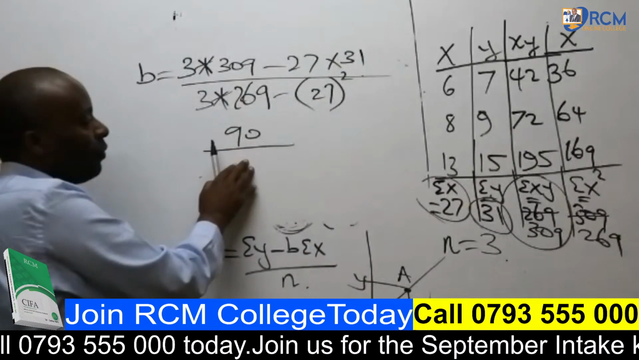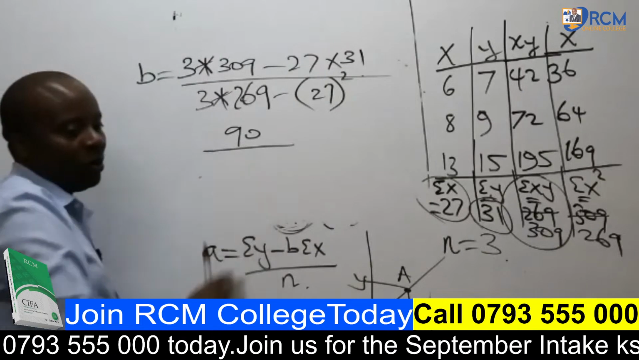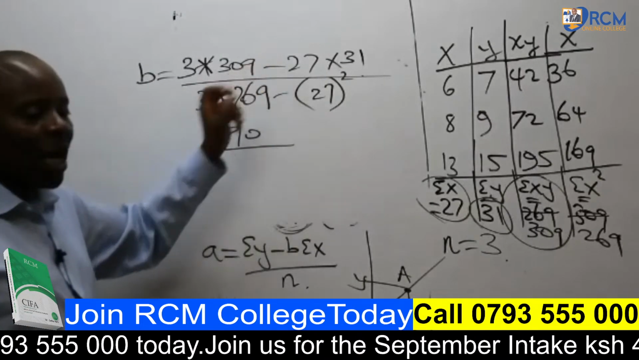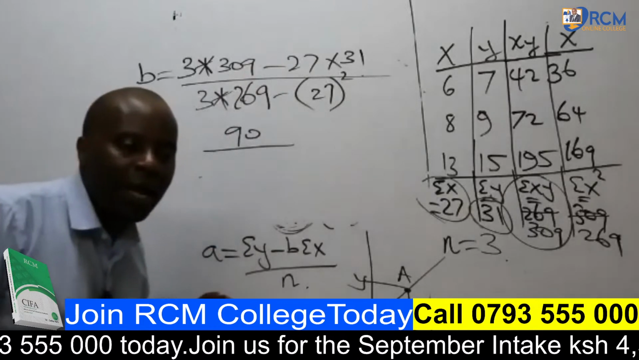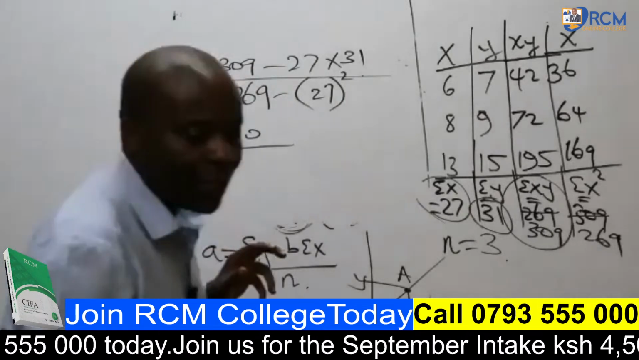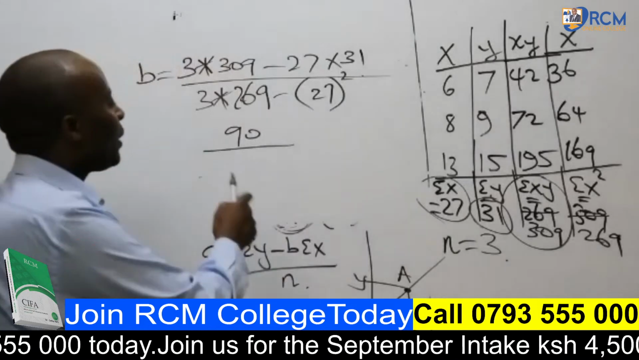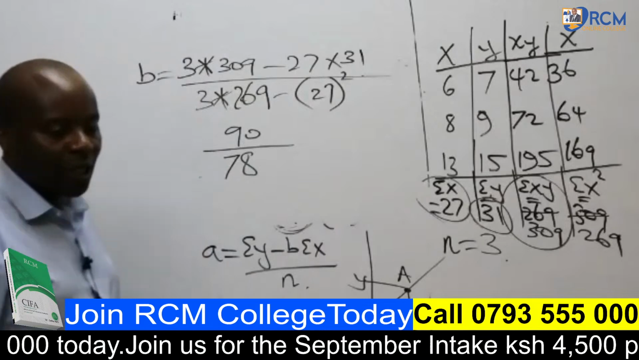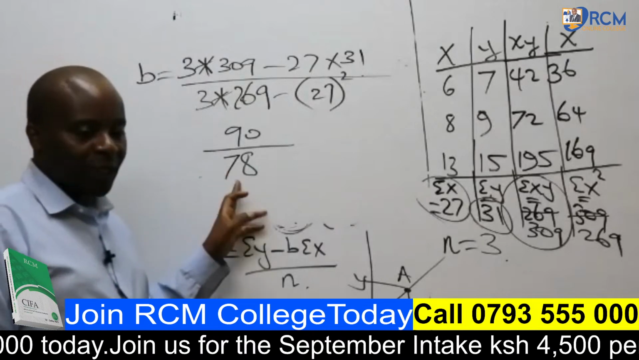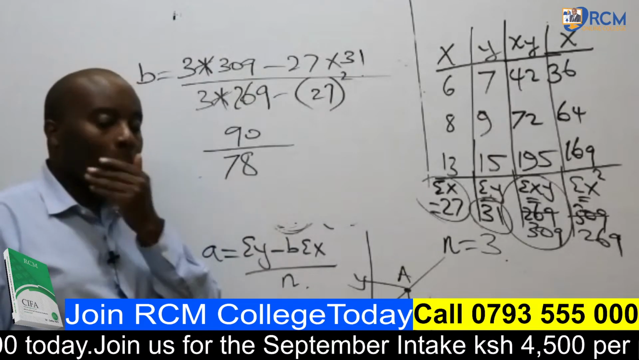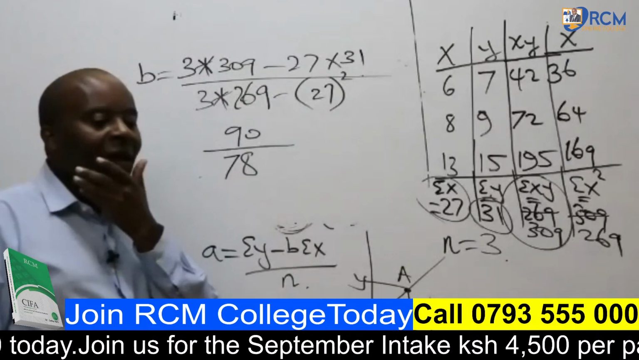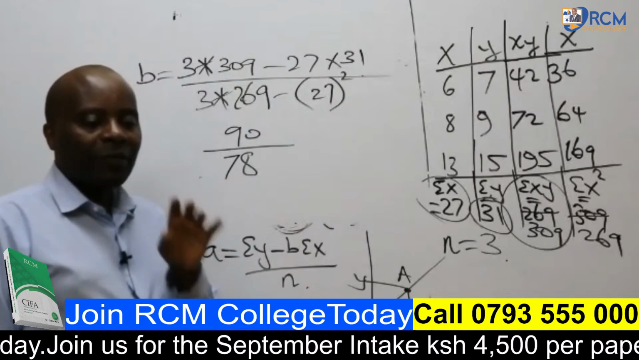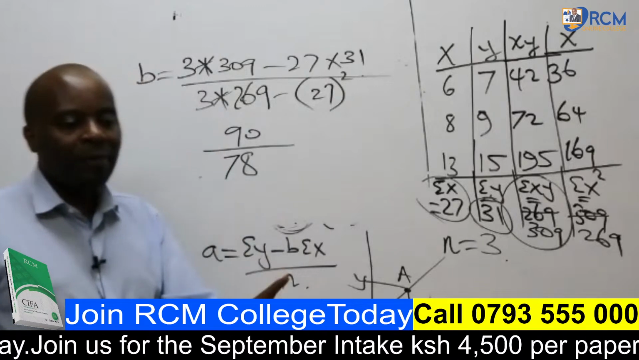Can a different student give me the value of the denominator now? Denominator is 3 times 269 minus open brackets 27 squared. According to Fatma, it gives me 78. Of course, I would want this corroborated. I would want another student to confirm whether 78 is correct. Sharon Gaetano, very good. Collins and Maureen have also confirmed the 78.